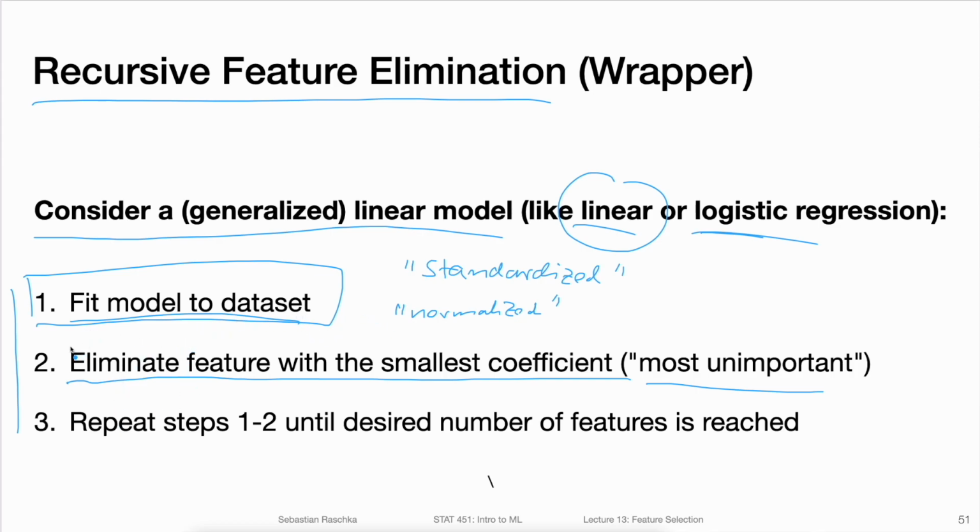So now let's get back to these 3 steps. Step 1 is fitting the model. Step 2 is eliminating the feature with the smallest coefficient. And then the last step is essentially just repeating steps 1 and 2 until we reach the desired number of features. So it's essentially just 2 steps, and the third step is repeating steps 1 and 2. So pretty simple method, actually, if you look at it like this, right?